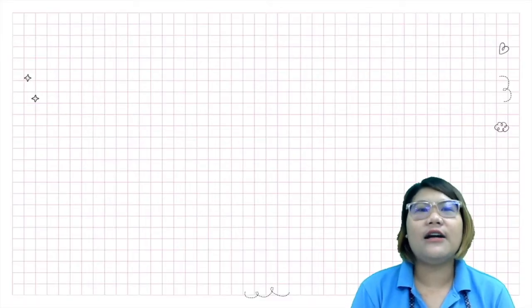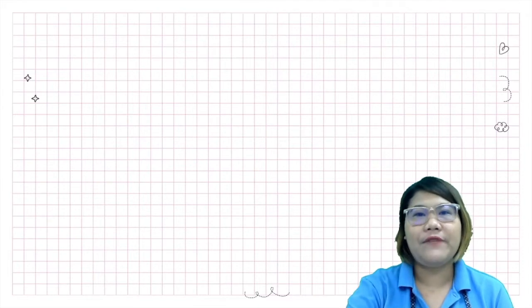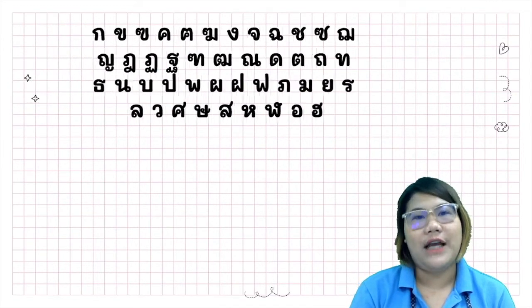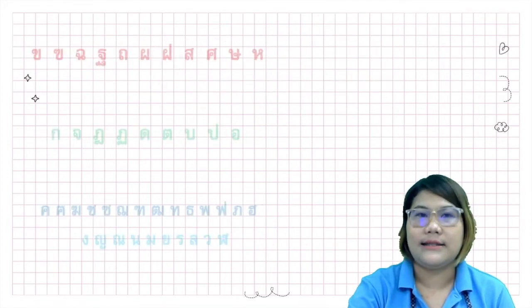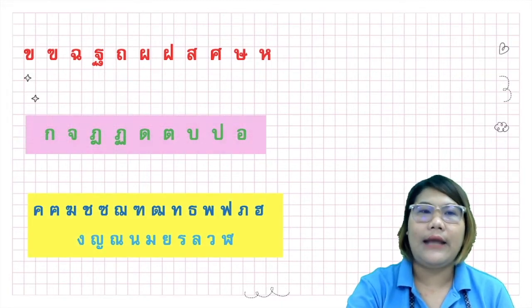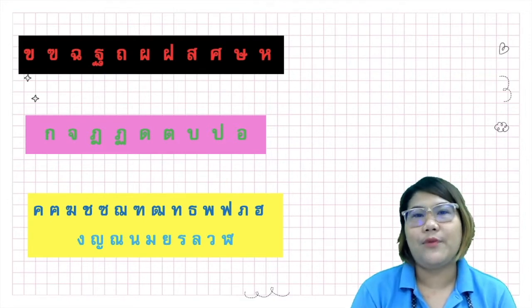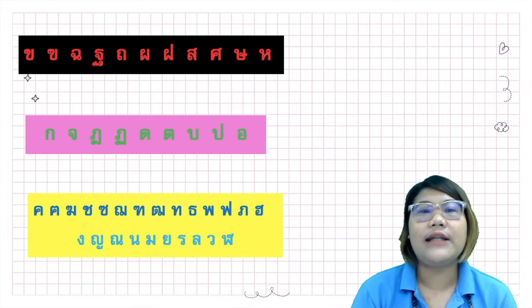As I said earlier, the Thai alphabet is made up of 44 consonants. It is read from left to right, just like English. The letters of the Thai alphabet are grouped into 3 consonant classes: low class, middle class, and high class consonants. You might have the question of why we group them into 3 consonant classes.